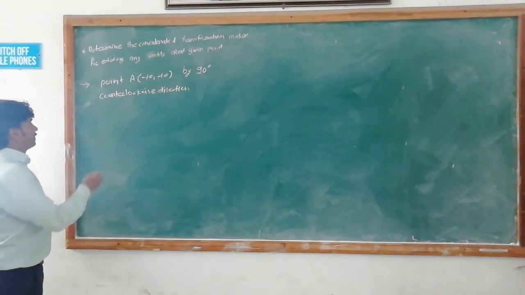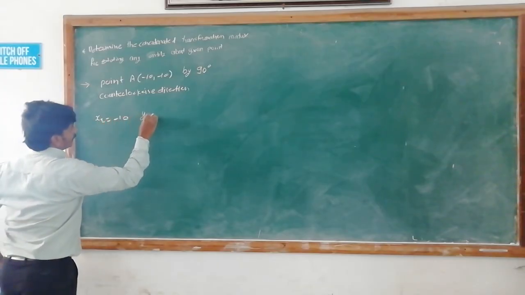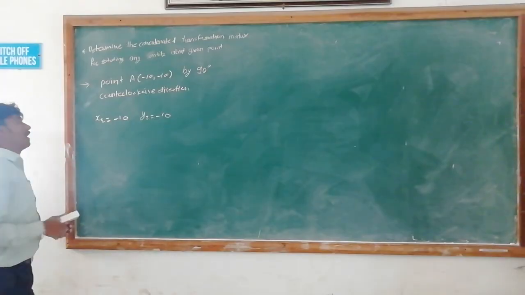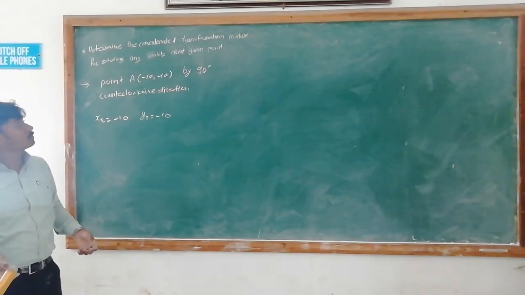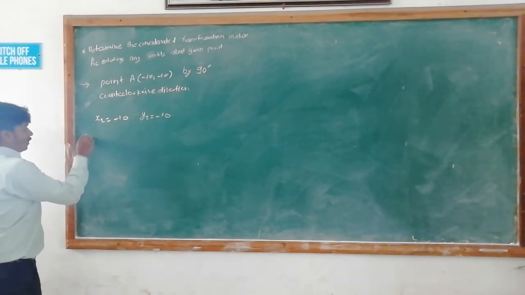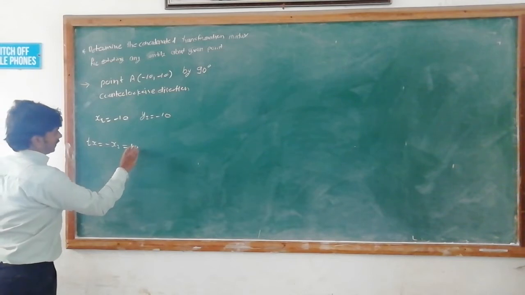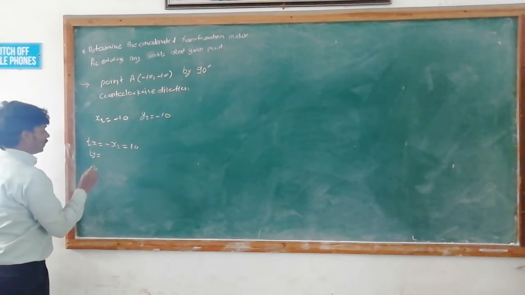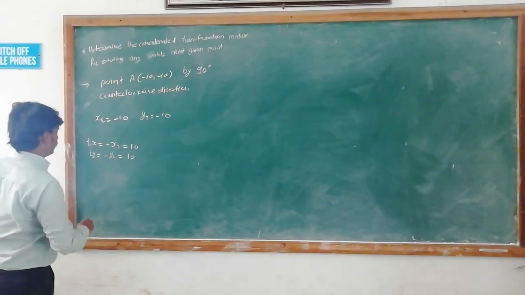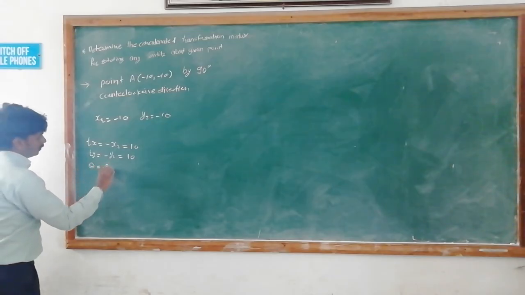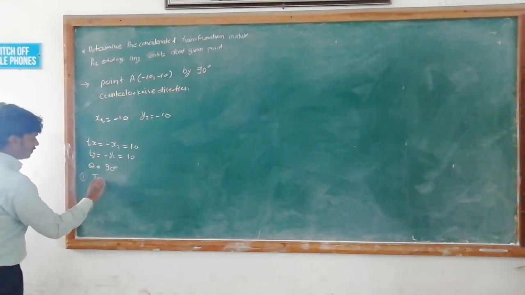concatenated transformation matrix. So here Xr is equal to minus 10, Yr is equal to minus 10. Okay, Xr is given as minus 10, Yr is equal to minus 10. Now Tx is equal to minus Xr, which is equal to 10, and Ty is equal to minus Yr, which is also equal to 10, and theta is equal to 90 degrees. So first of all, the first step is translation.